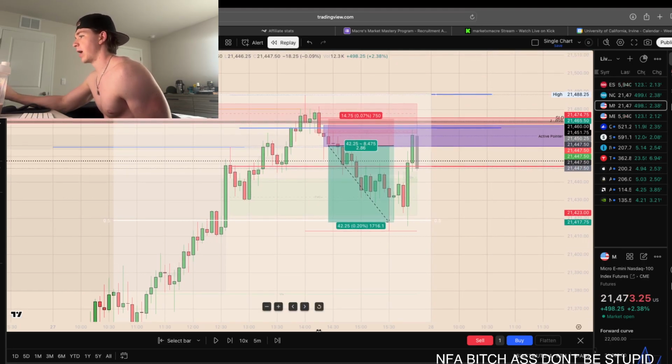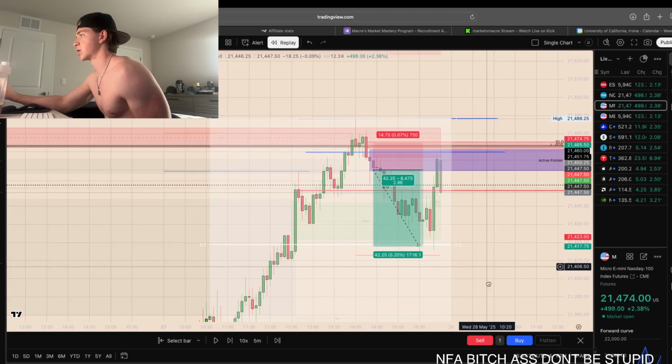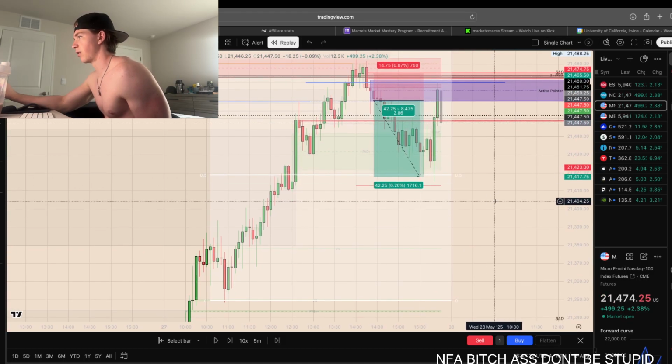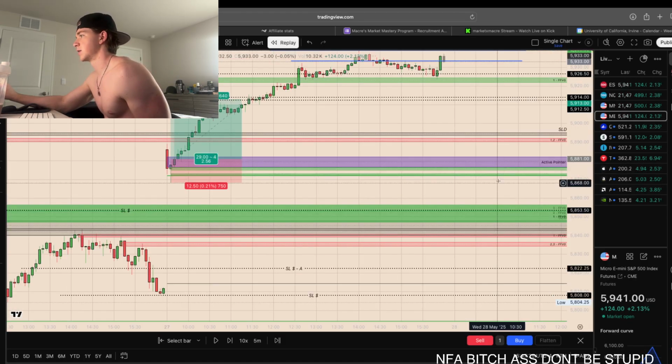Very simple: bias moves, sweeps, pointers, breaks of structure, fair value gaps, down to EQ. Very clean bias moves. Very happy with today's results.